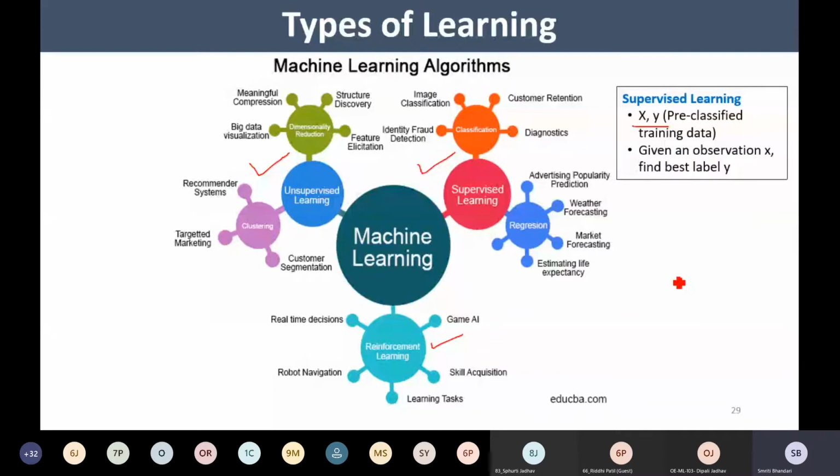Using such training data, our supervised learning algorithms learn from that data and prepare some rules or models. After preparing the model, whenever there is some new observation, some unknown data, then using that learning, our algorithm tries to find the best suitable label or the best prediction for that. Now, under supervised learning, we are having 2 categories of algorithms. These are known as classification algorithms and regression algorithms.